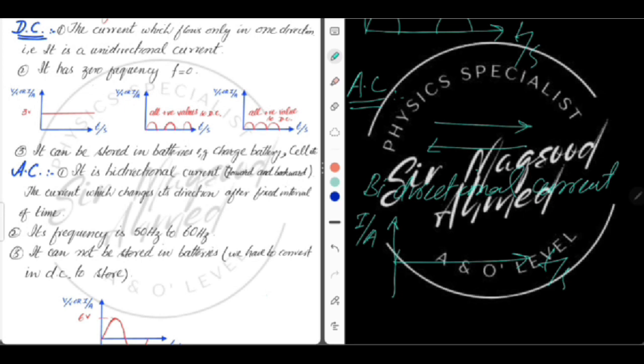This graph is a sinusoidal wave. For the first half cycle, its value remains positive, and for the second half cycle, its value is negative. Negative value shows the change in direction. Negative is opposite to the positive.